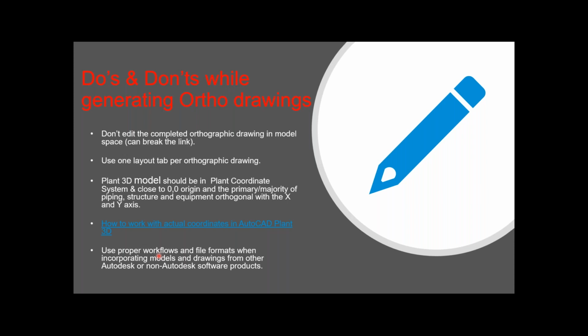Say if you have other third-party applications where you have objects created and you want to bring them into your Plant 3D model, then try to bring them in with the right workflow, especially when you're handling them as external references, so that when you generate your orthos, there are no issues with creating your orthographic drawings. So when you are editing your orthographic drawings, these are some things that you need to be watchful of, so that your ortho drawings have no issues when they get generated out of these 3D models that have objects outside of Plant 3D.